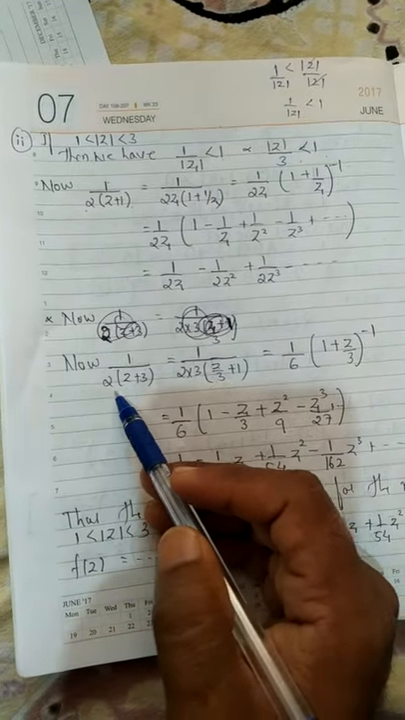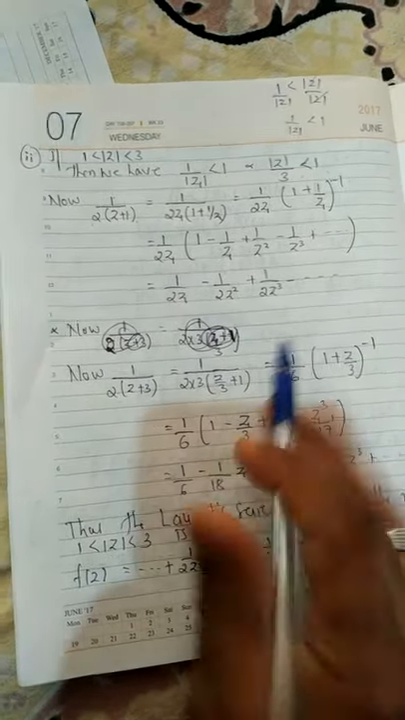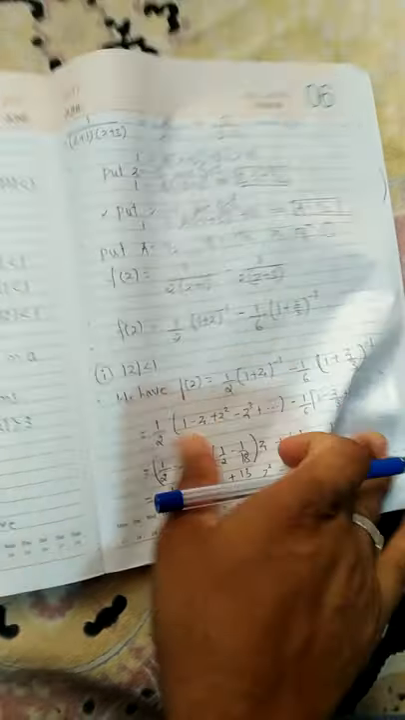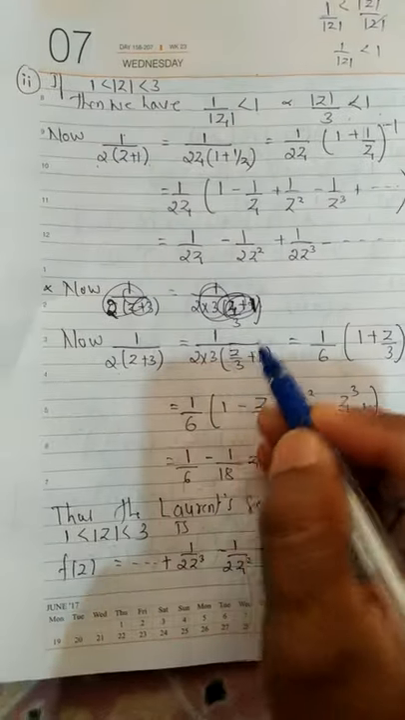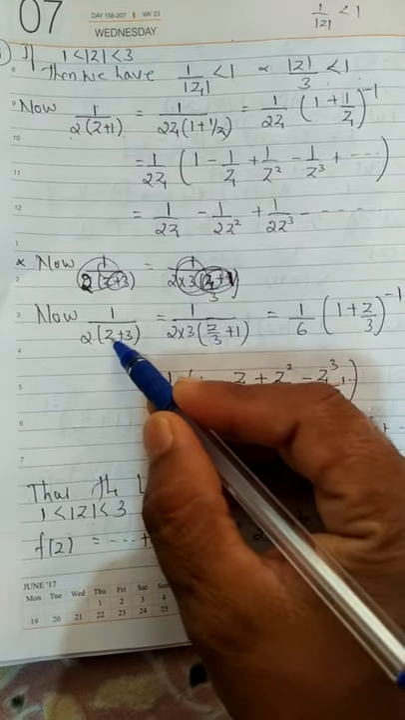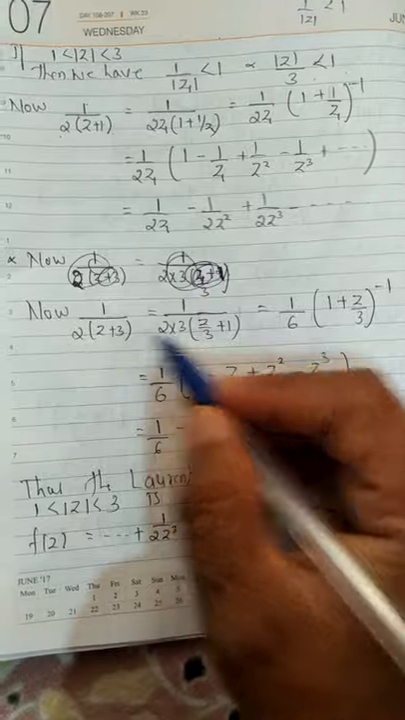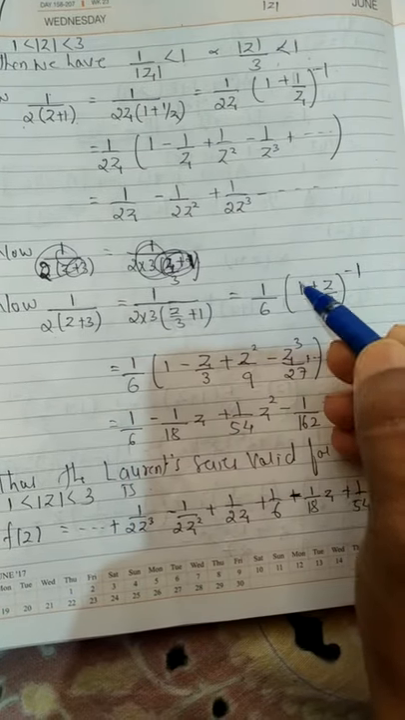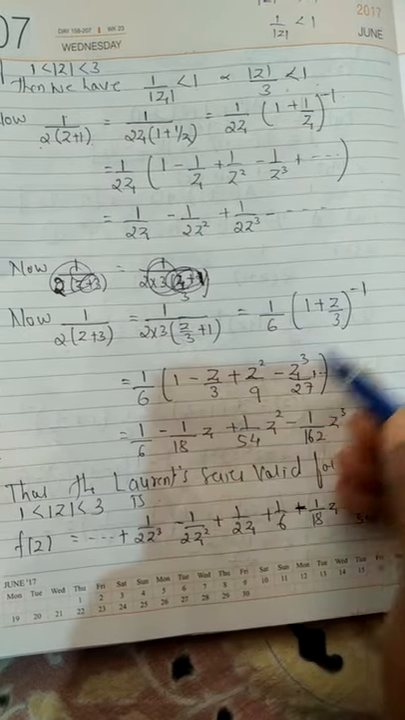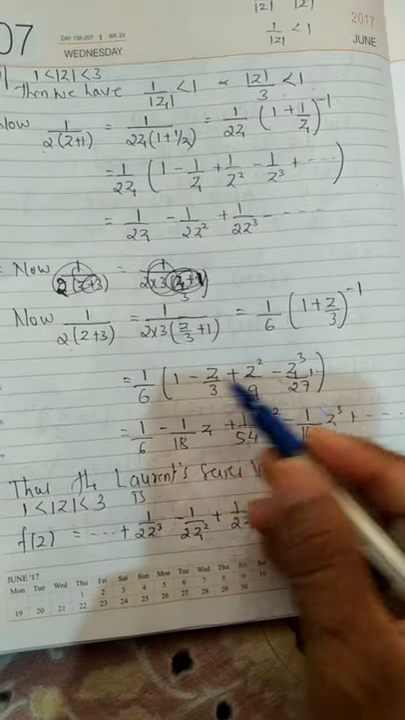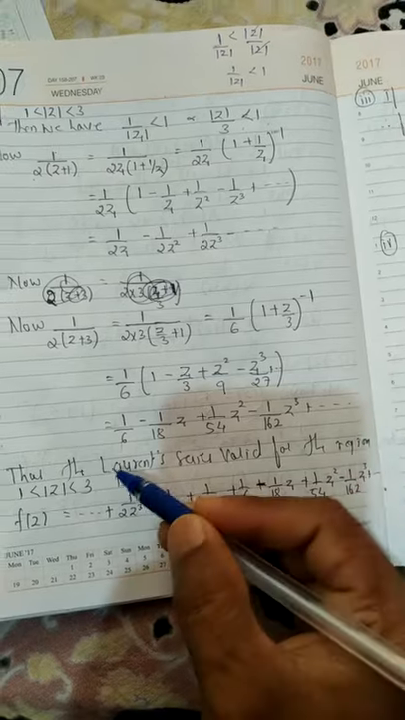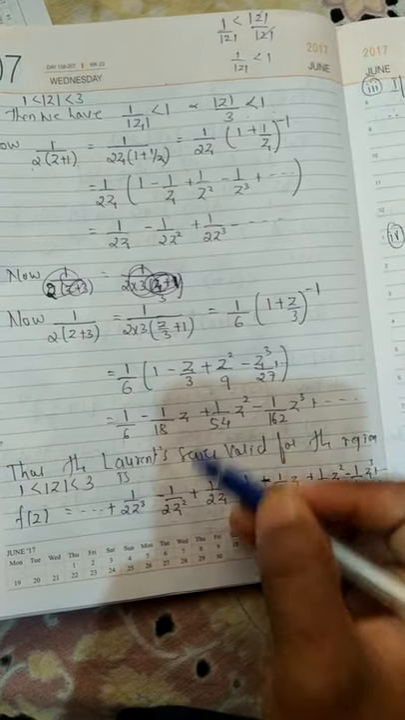Similarly here also, 1 divided by 2 z plus 3, the second one, you have to take this one, and take 3 as common. If I take 3, it becomes a 6 here, and you have to divide here by 3. Both the terms, if you divide by 3, it becomes z by 3 plus 1, 1/6, 1 plus z by 3 raised to minus 1, 1/6. Again the expansion of this one, you will get like this. Again multiply this term inside the terms, you will get like this. Thus the Laurent series is valid for the region in between. This can be written like this.